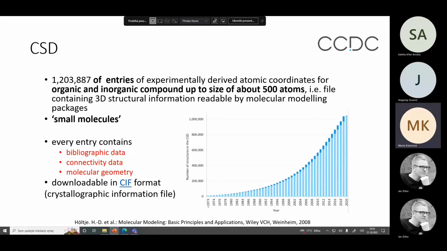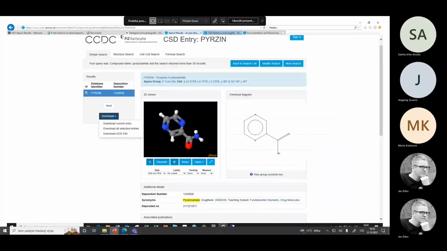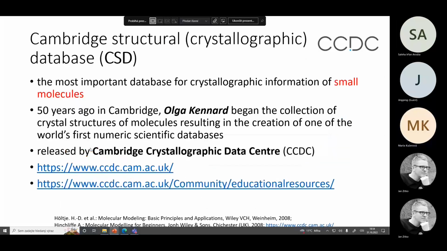And every deposited entry contains bibliographic data, connectivity data, and molecular geometry data, and it's downloadable in a safe format, which is the crystallographic information format. So this is how the database looks like, and I think we can open the database now.